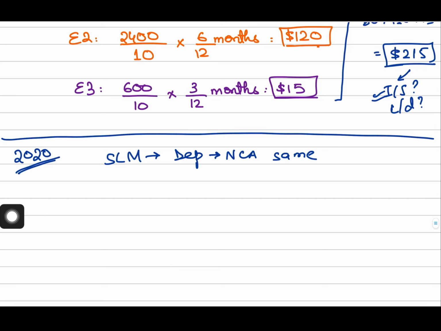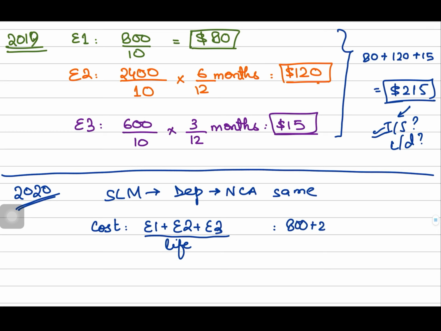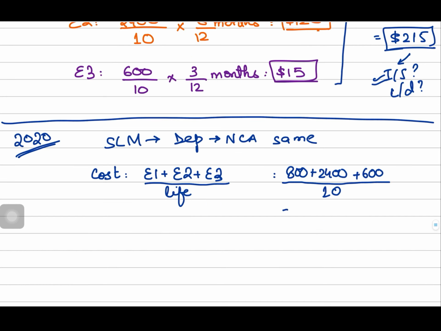So now what we can do is take the cost of each of these assets, that is equipment 1, equipment 2 and equipment 3, and then divide by the estimated useful life. So the cost is 800 plus 2400 plus 600 and then divided by the number of years, and that is 10. So the total cost of these three assets, 3800 divided by 10, would give me a depreciation for the current year only on all of these three assets amounting to $380.